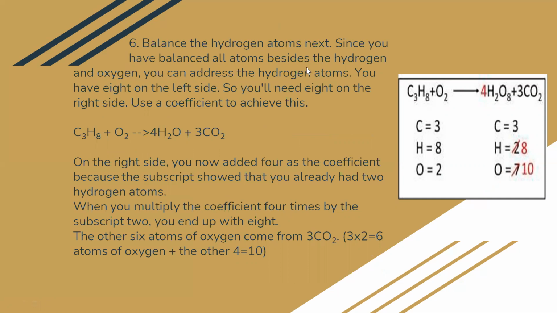Number 6, balance the hydrogen atoms. Since you have balanced all atoms besides the hydrogen and oxygen, you can address the hydrogen atoms. You have 8 on the left side, so you will need 8 on the right side. So use a coefficient to achieve this. On the right side, you will add 4 as the coefficient because the subscript shows that you already had 2 hydrogen atoms. When you multiply the coefficient 4 by the subscript 2, you end up with 8. The other 6 atoms of oxygen come from the 3 carbon dioxide, so 3 times 2 equals 6 atoms of oxygen, plus the other 4 equals 10.